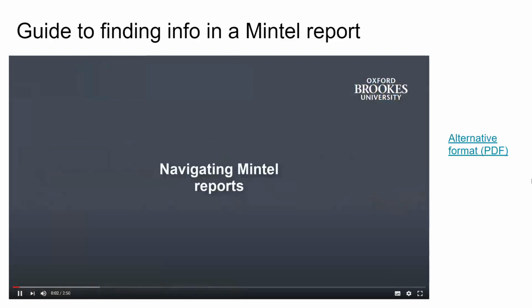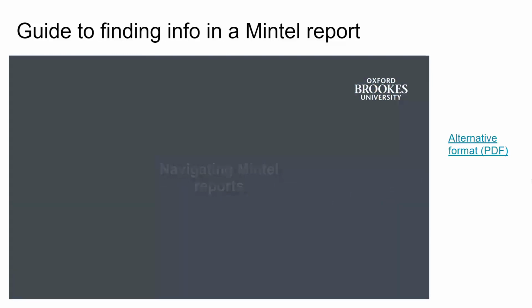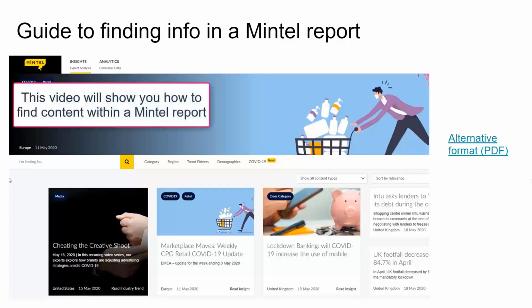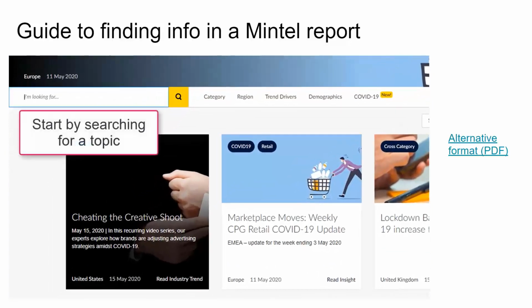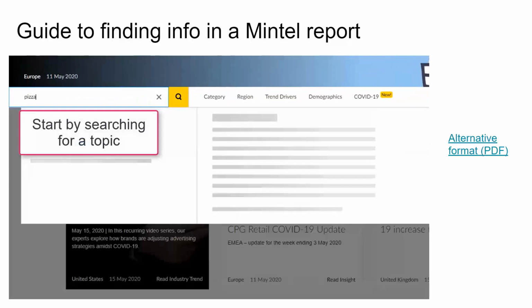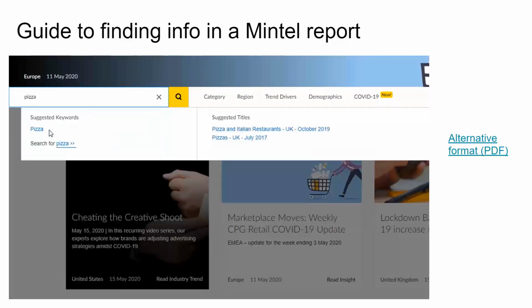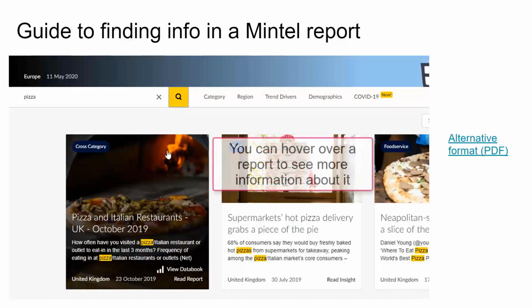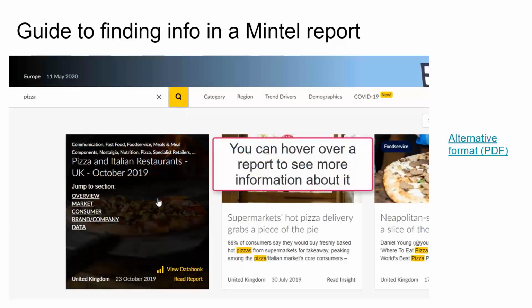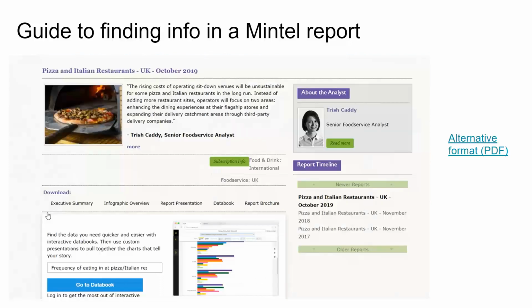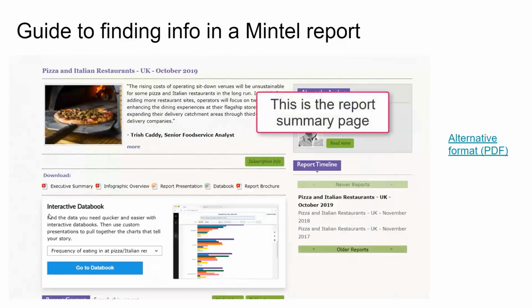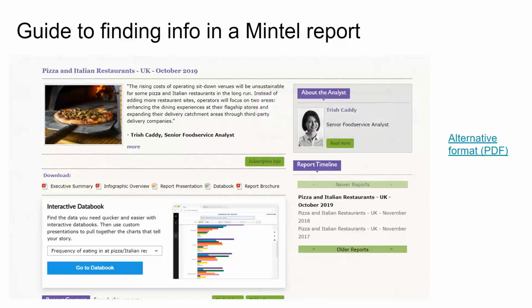So this looks at how to find information within a Mintel report. Start, as we did before, by searching for a topic, and you can choose then one of the suggested results. Click on the title and it will take you to a page like this, which is the report summary page.